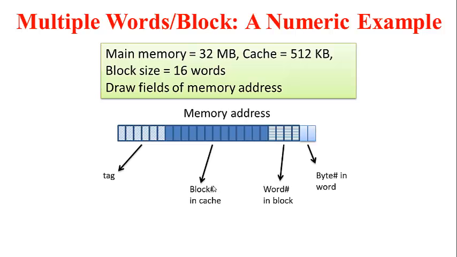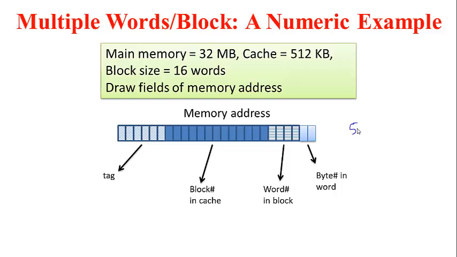Given a memory address which is word aligned, the last 2 bits will be 0. The next 4 bits will be used to represent the word number in block because the block size is 16 words, which is 2 power 4. The next set of bits from the LSB are going to represent the block number in cache. To determine how many bits are required for this, we essentially need to count the number of blocks in the cache. So let us do that.